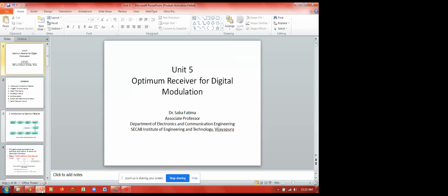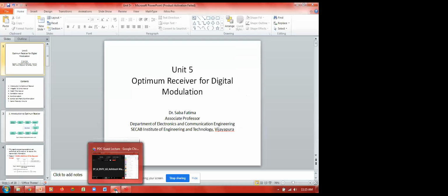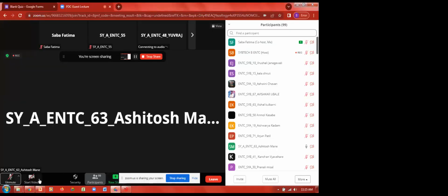First, we can transmit the information. Next block is a sampler, which is used to convert the continuous signal into discrete form. Next one is a quantizer, and parallel to serial converter, encoder, channel, decoder, serial to parallel converter, sample and hold circuit. All right, fine, good. Anybody else would like to say?